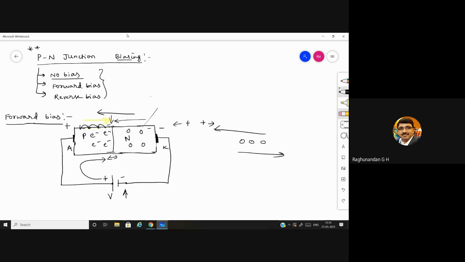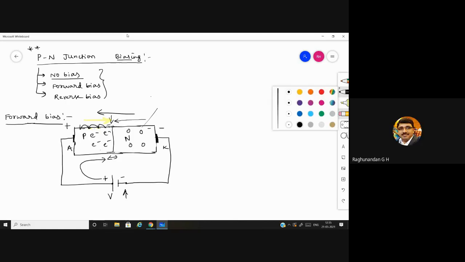This is the forward bias thing. So what are the points? Sir, what about the depletion region, sir? Yeah, because of this easy flow of electrons and holes, the depletion layer starts reducing. When more and more voltage is applied, the depletion region becomes narrow.